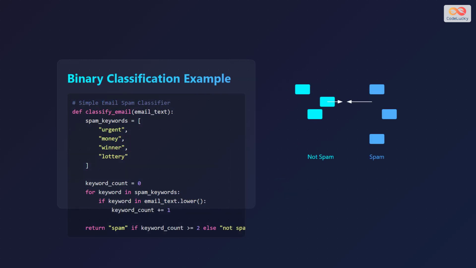Let's look at an example of binary classification. In this code, we create a simple email spam classifier using Python. The classify email function checks if certain spam keywords, like urgent, money, winner, or lottery, appear in the email text. If two or more of these keywords are found, the email is classified as spam. Otherwise, it is classified as not spam.